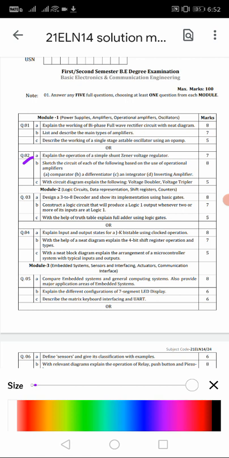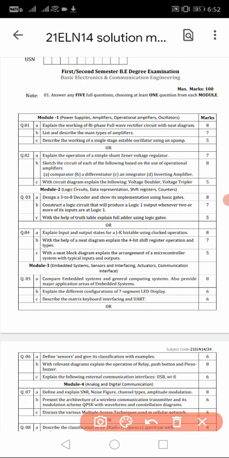Question number 2A: explain the operation of a simple shunt Zener diode regulator. So it's almost a fixed question. 2A is a fixed question, mark it.